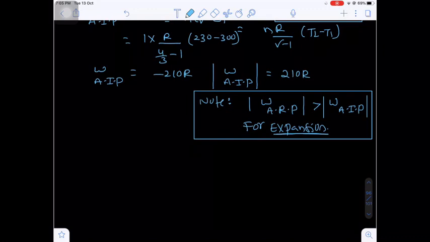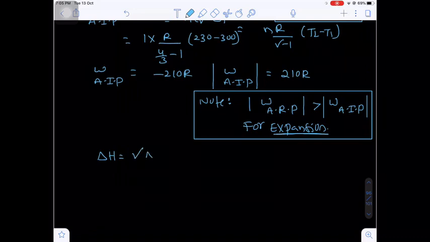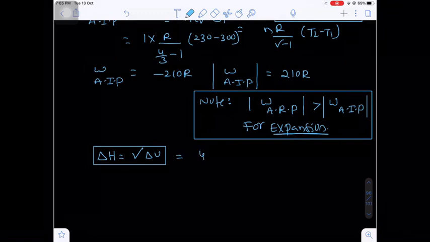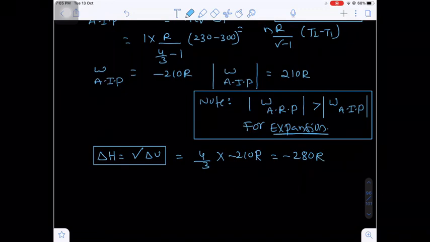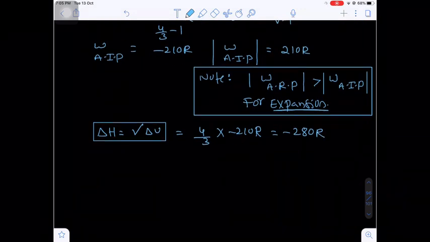After getting the W, that is nothing but del U. How to find the del H? Del H is equal to gamma times del U. Now here, what is the gamma value? 4 by 3. What is the del U value? Minus 210 R. So you will get minus 280 R. Are you getting my point?